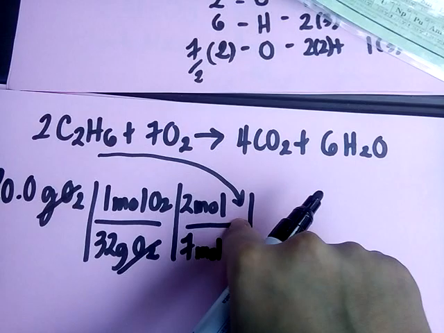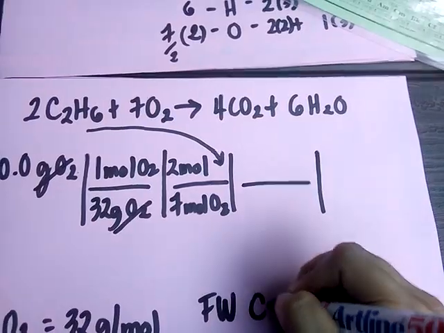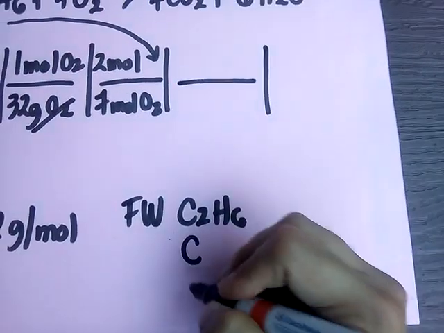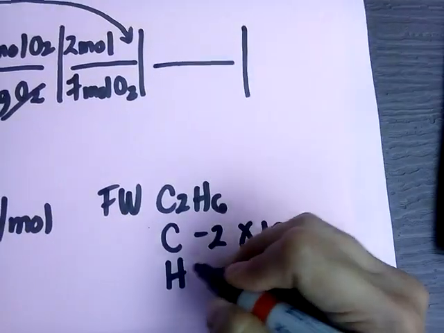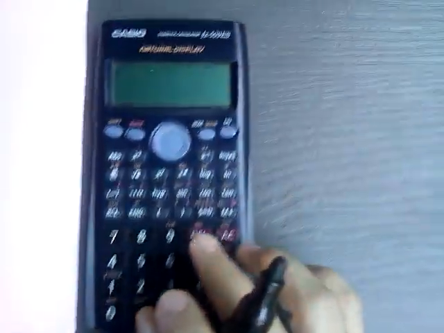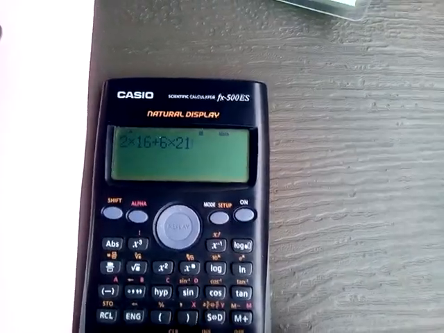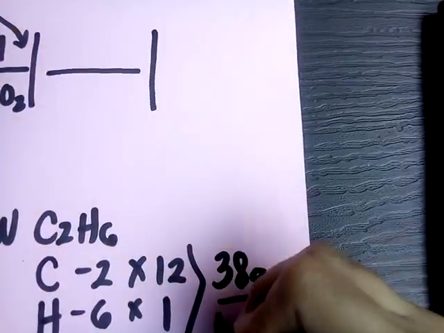However, we're not yet done because this is still in moles. We need the mass. So, what do we do? We have to get the formula weight of C2H6. Alright? So, we have to account the number of atoms. For carbon, we have 2 atoms times 12. For hydrogen, we have 6 atoms times 1. So, you just get the sum of the products. So, that would be 2 times 12 plus 6 times 1. Sorry. So, the formula weight of C2H6 is 30 grams per mole.